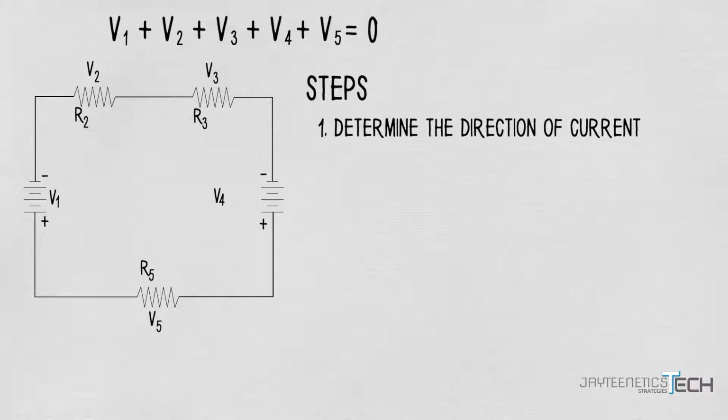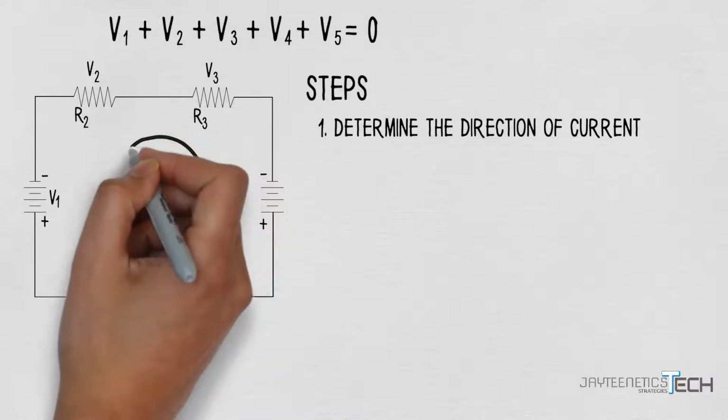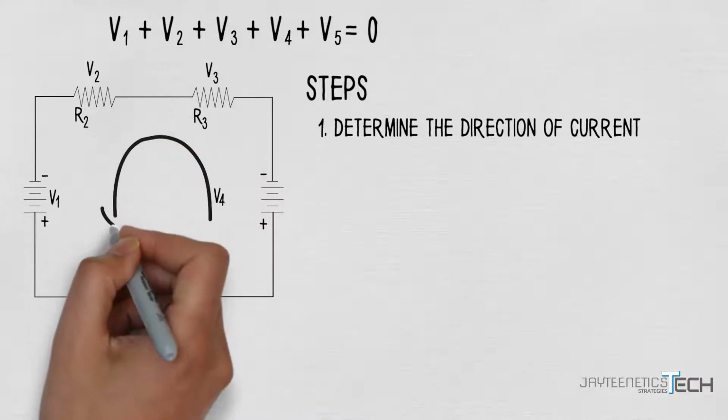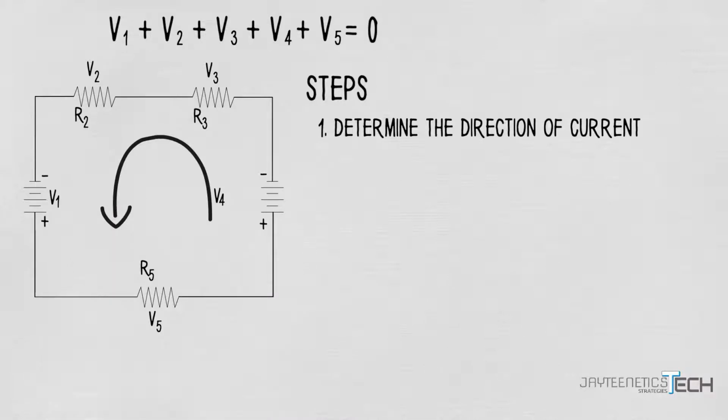Let us select V4 as reference voltage source. We assume that the current will flow from negative terminal of V4 going counterclockwise to V3, V2, V1, and V5, and then back to positive terminal of V4. Please note that this direction is just an assumption. If we get a negative answer in our calculation later, do not worry. This only means that our assumption is wrong. The current actually flows in clockwise direction.